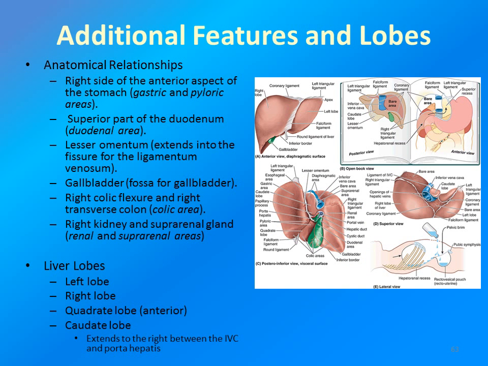There are also some additional relationships that the physician should be aware of. Of course, the gastric and pyloric areas of the stomach reach the right side of the liver in the anterior aspect. And the duodenal area of the liver is there for the superior part of the duodenum. The lesser omentum and the ligamentum venosum, as well as the fossa for the gallbladder, we've already discussed. We haven't mentioned the right colic flexure and the right transverse colon or colic area. It also reaches up to the right lobe of the liver, as well as a space, a renal area, for that of the right kidney and adrenal gland. And of course the lobes. We have the right and left lobes. We have the quadrate lobe, which is anterior, and the caudate lobe, which is posterior.